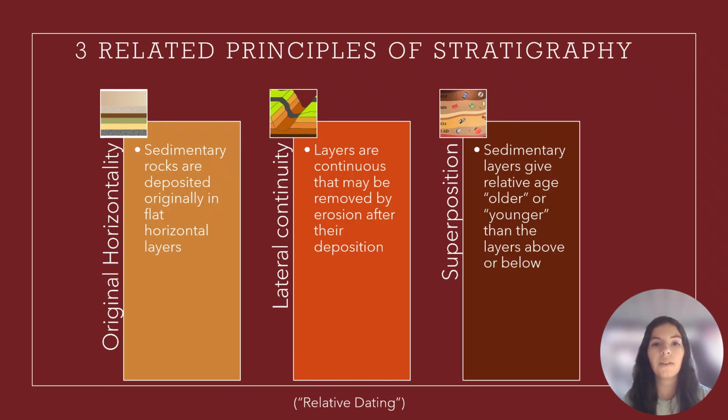Here I've outlined 3 related principles of stratigraphy, which will help us understand the law of superposition. The first is original horizontality. Sedimentary rocks are deposited originally in flat horizontal layers. The next is lateral continuity. Layers are continuous, though they may be removed by erosion after their deposition. The third is superposition, which we should know a little bit about already. Sedimentary layers give relative age, older or younger than the layers above or below.